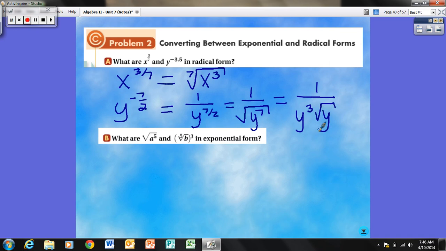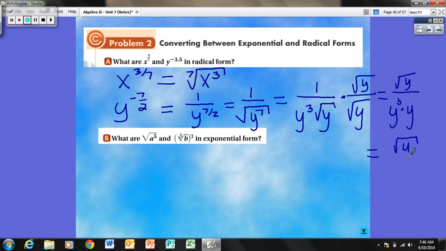But this is still not quite done. Why is this still not done? I still have a radical in my denominator, so I have to get rid of it by multiplying by the square root of y over the square root of y. So now I have root y over y to the 3rd times y, because the square root of y times the square root of y is just y. So then that becomes the square root of y over y to the 4th. And that's your final answer.